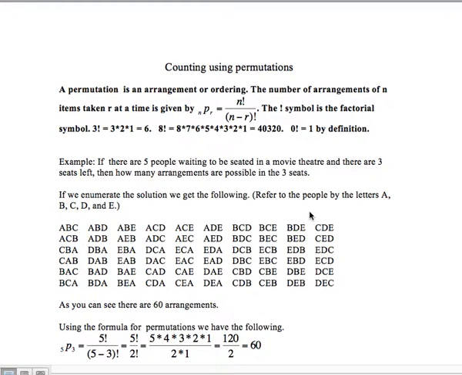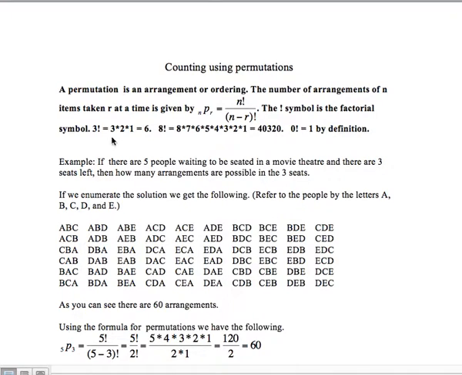So right now we're going to talk about permutations. A permutation is an arrangement or an ordering. The number of arrangements of n items taken r at a time is given by the formula n factorial over n minus r factorial. That's right, that exclamation point symbol is a factorial symbol.